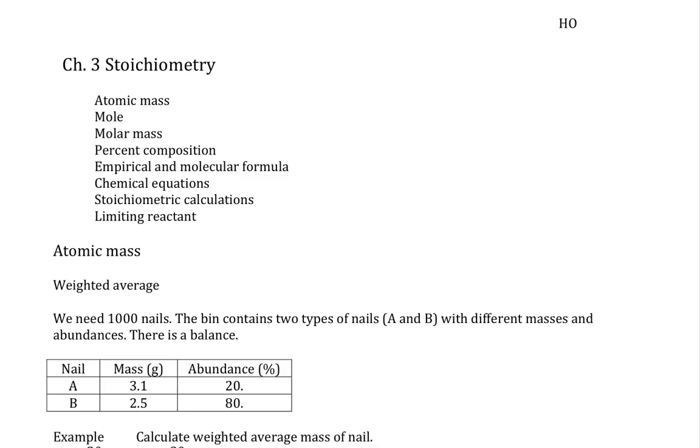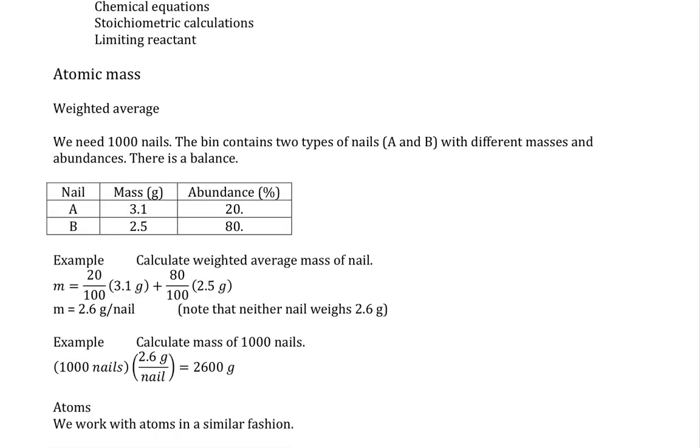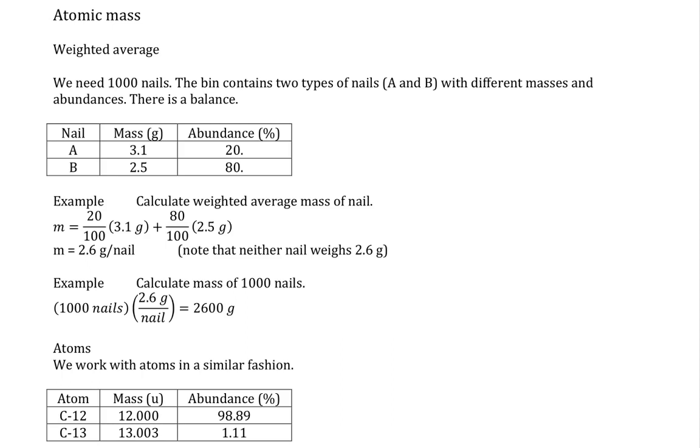Chapter 3, Stoichiometry. Our outline is atomic mass, mole, molar mass, percent composition, empirical and molecular formula, chemical equations, stoichiometric calculations, and limiting reactant. Atomic mass is a weighted average.